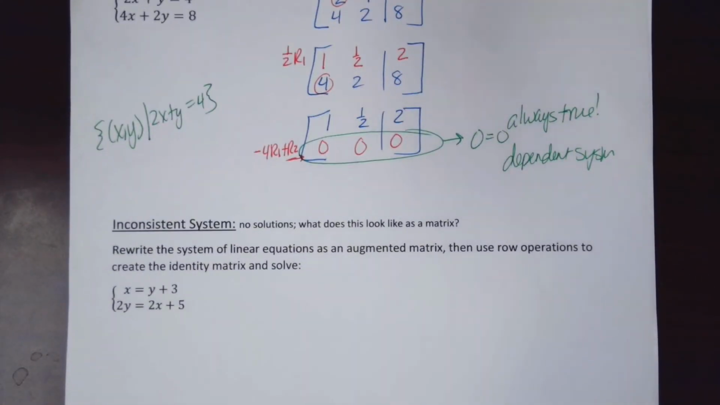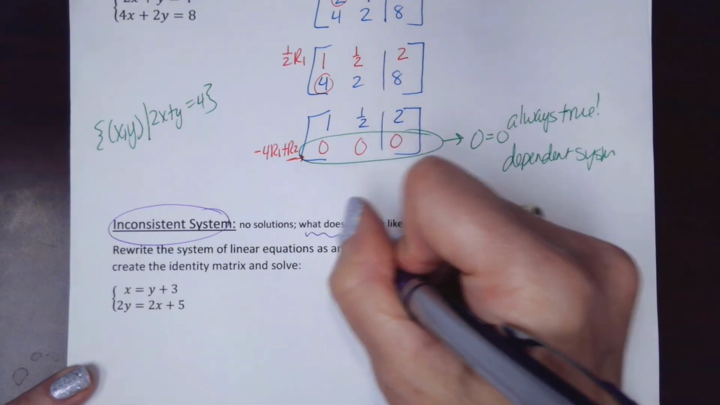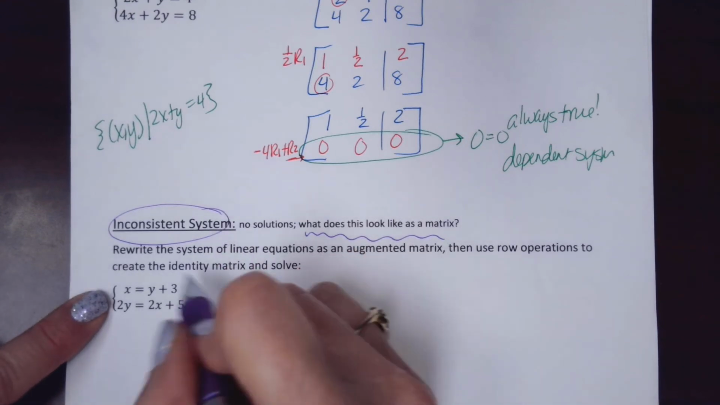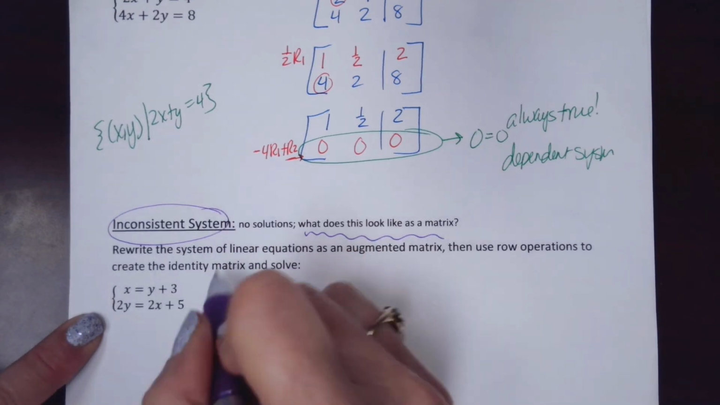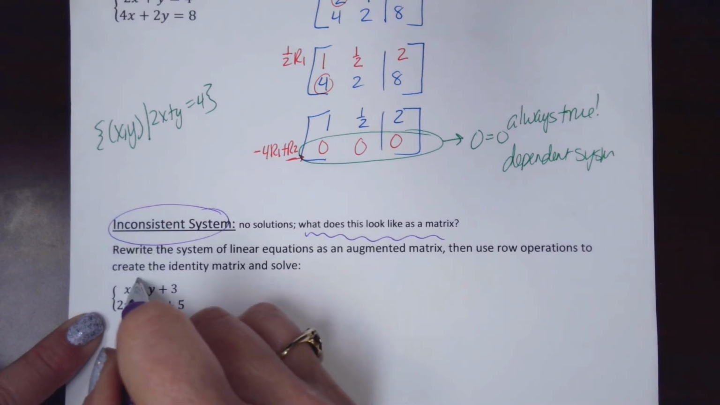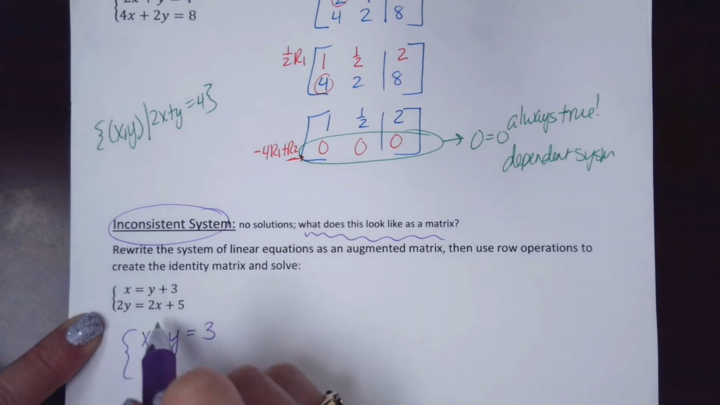What does an inconsistent system look like? An inconsistent system has no solution. Let's see what that looks like as a matrix. So first step, ooh, that's out of order. Let's put this in order so that I have x, y, and constant. If I move this y over, that becomes x minus y equals 3. And if I move my x over, that's -2x plus 2y equals 5.